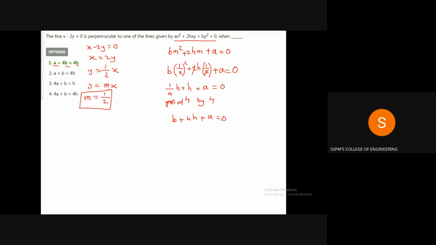Okay, so this will be the correct option for this. I think the other option is incorrect. This will be the correct option. Okay, next question now.